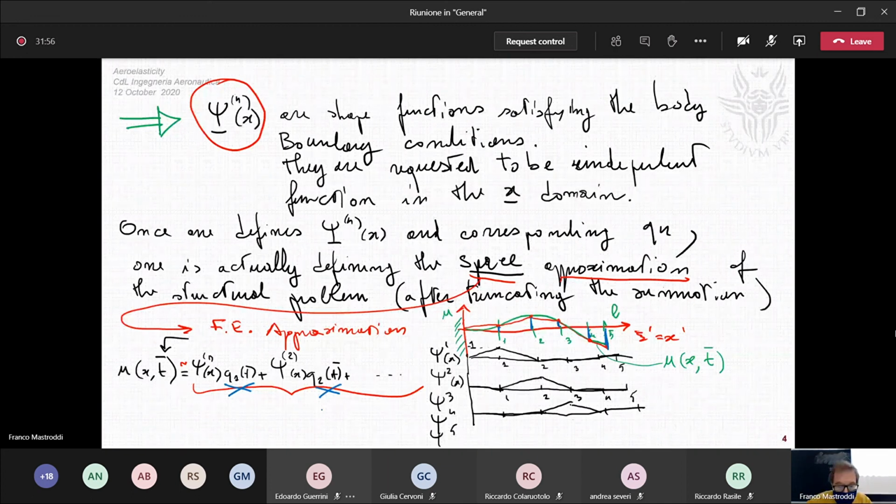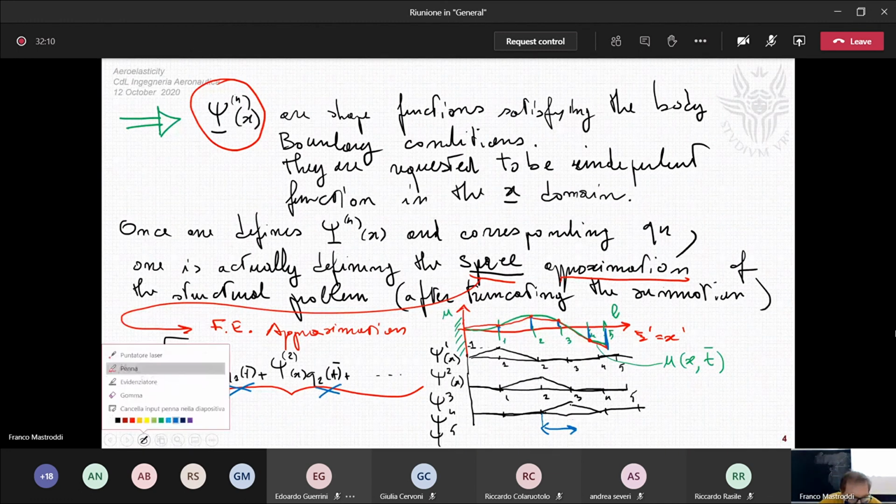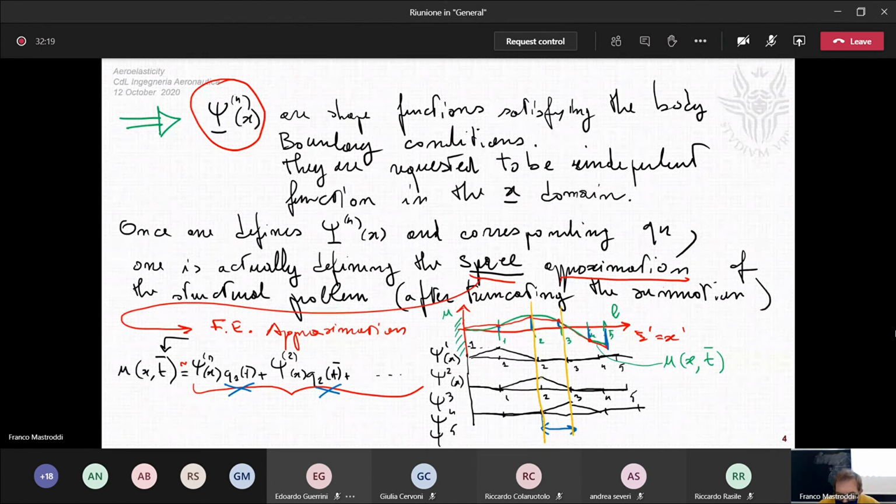For example, look, if you consider your solution from node 2 to node 3, in this interval of space, from 2 to 3, you have the combination of this and this. All the other shape functions do not give any contribution.